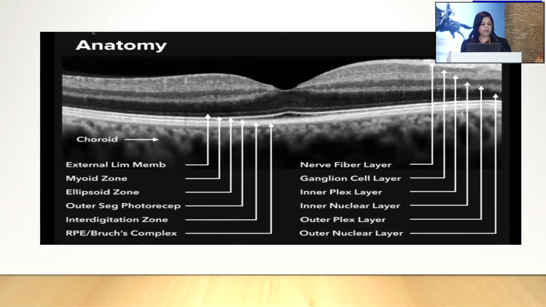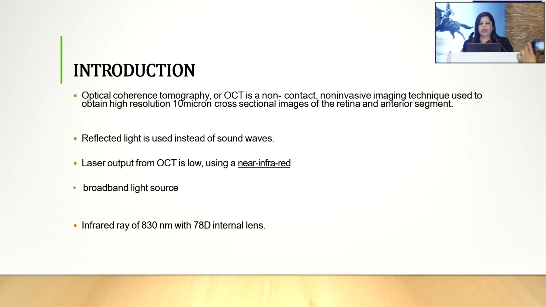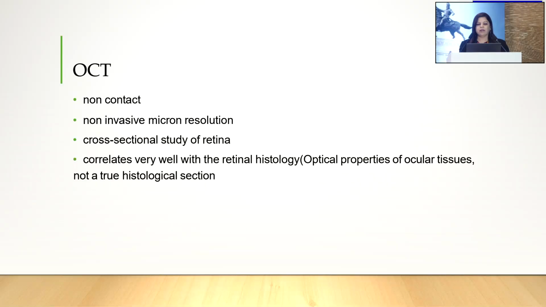Previously we used to see these only under the microscope. Now with the help of OCT, we are seeing all the layers in vivo. It was started in 1991, and in 2007, spectral domain OCT came into the picture. It's a non-contact, non-invasive imaging technique used to obtain high-resolution cross-sectional images of the retina.